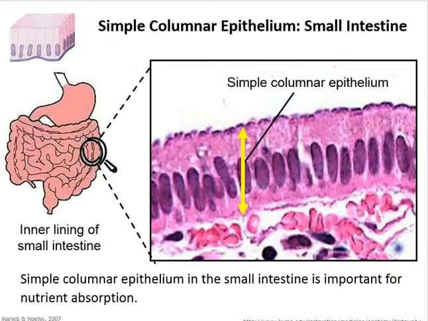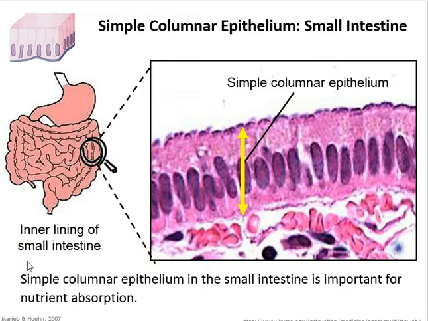This provides an example of simple columnar epithelium. It's found in the lining of the intestines, the inner surface, where we have the interface between the tissue of the intestine and the lumen here where the food that has been digested will be located. Notice this structure here, that is a simple columnar epithelium, a tissue composed of a single layer of column-shaped cells. The nuclei of the cells are oval in appearance and are located towards the basal region of the tissue here.